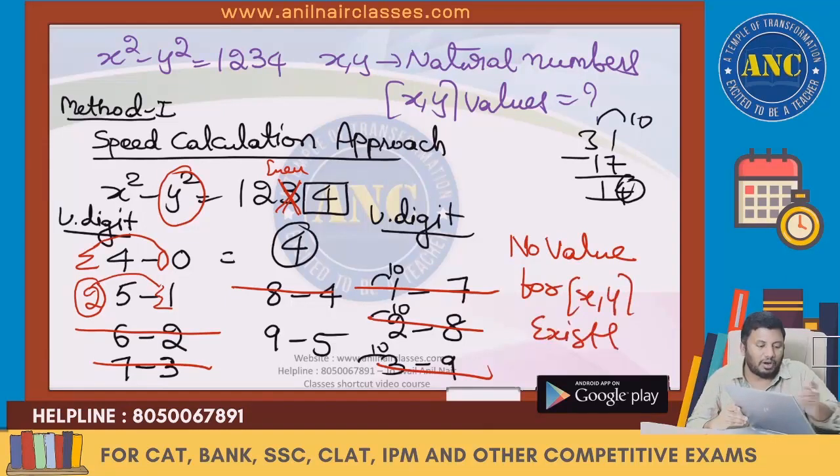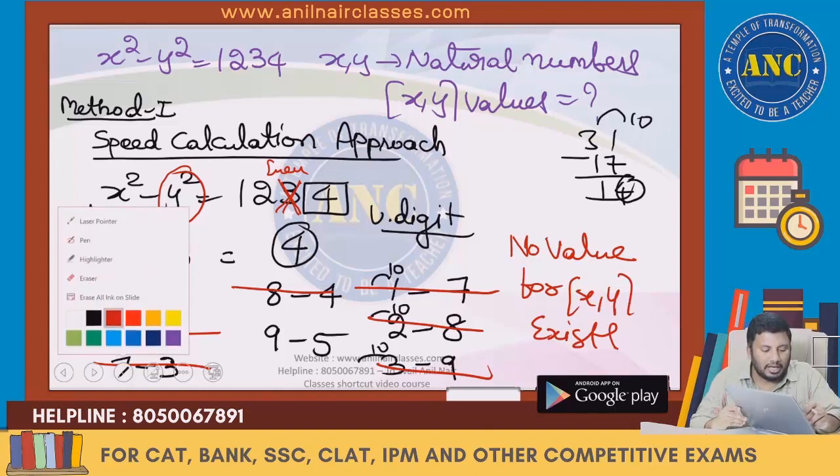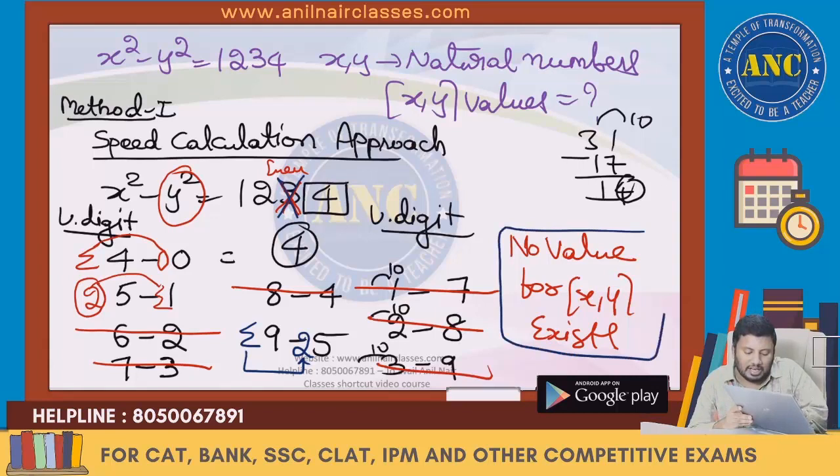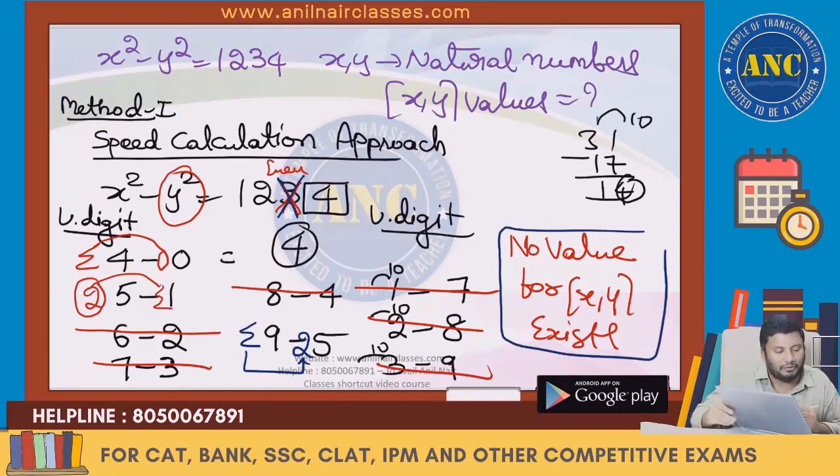Similarly, the ending 9 case I want you to do on your own in case you are unable to solve it. Any perfect square ending with 9 has an even tens place. What is even minus even? Even minus even is even, but the tens place is odd. So the answer is no value for x comma y exists.